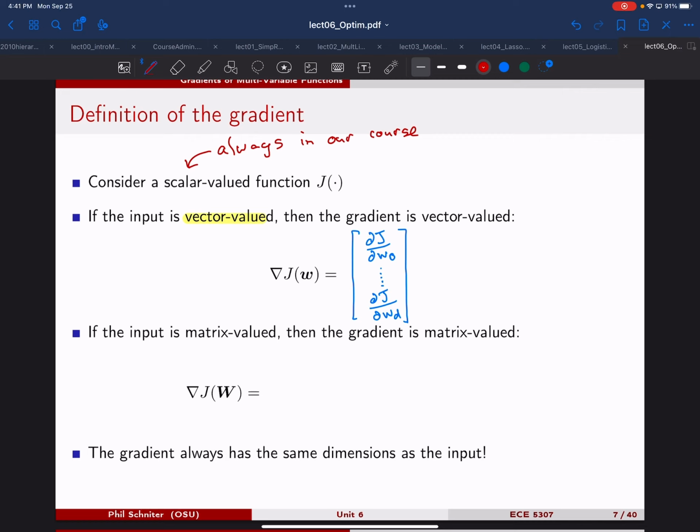Yes? Is it a Jacobian if J is scalar valued, or is it a vector Jacobian if J is vector valued, or matrix valued? If J is a vector, then you would have to take this derivative with respect to each term in the vector. Right. And then this thing would become a matrix. But I'm saying we're not dealing with that. We're focusing on scalar valued costs. We're just trying to minimize one single thing. And that is going to give us this gradient vector. Okay.